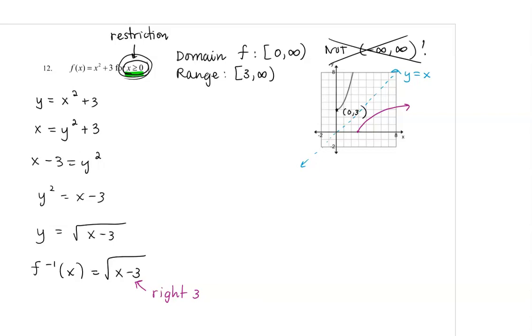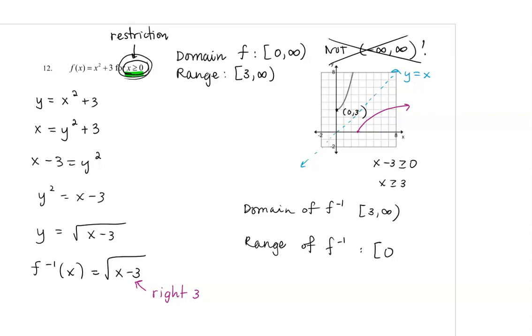Finally, let's go on to find the domain of this inverse function. It's an even radical. We find the domain by taking what's under the even radical, setting it greater than or equal to 0, to get x is greater than or equal to 3. So the domain is 3 to infinity, which is the same thing we have for the range of the original function. And now let's find the range of the inverse function. Looking at the graph, we can see the smallest y value on the graph of the inverse function is 0, and that graph goes up forever to infinity.